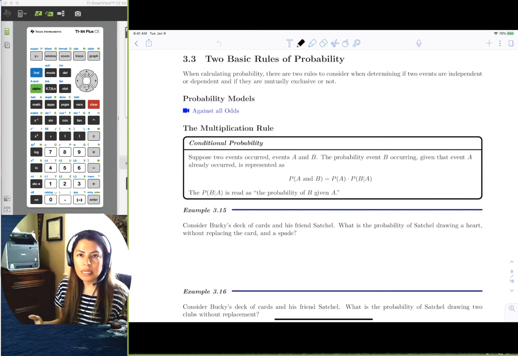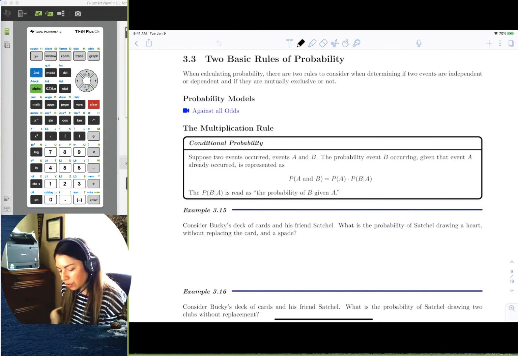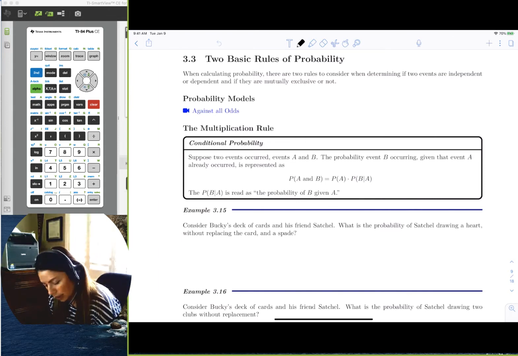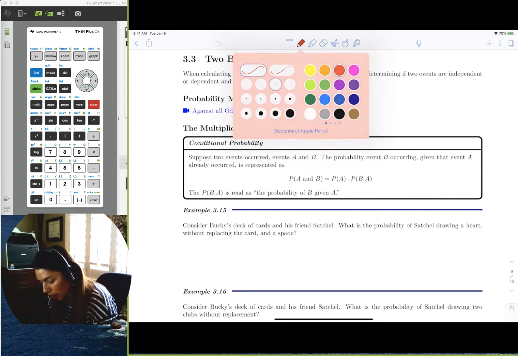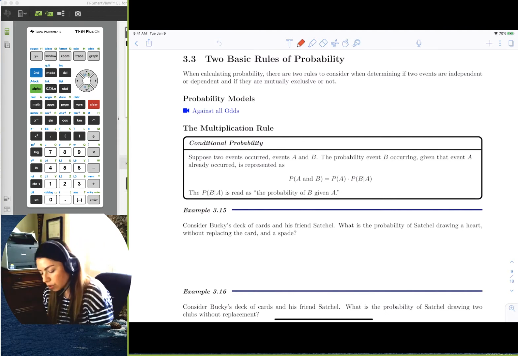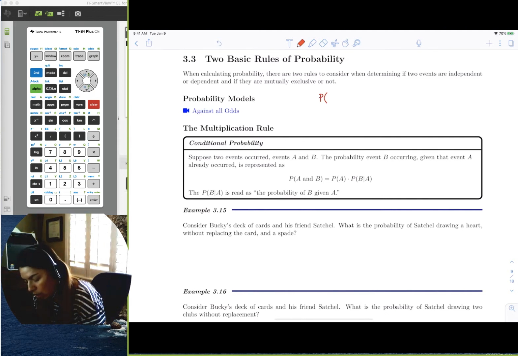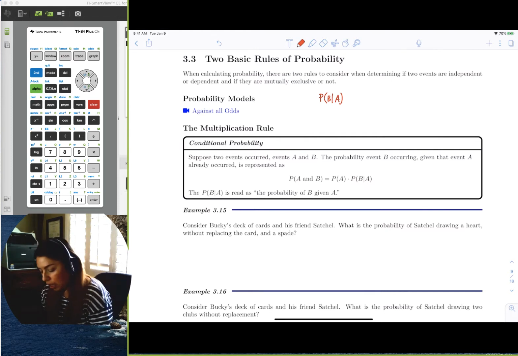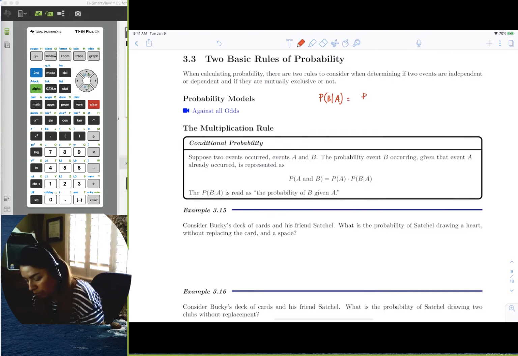So let's go ahead and take a look. The first thing we want to look at is the multiplication rule. The multiplication rule is derived from conditional probability. Recall in the previous section, we said that the probability of an event B occurring given that event A occurred was equal to the probability of A and B occurring, all over the probability of the first event.